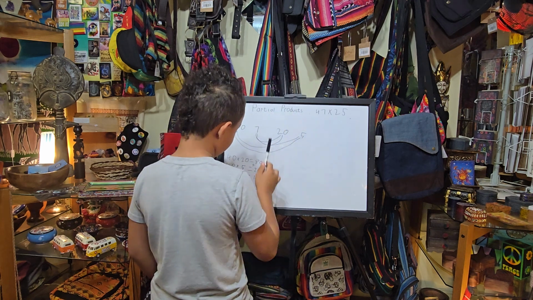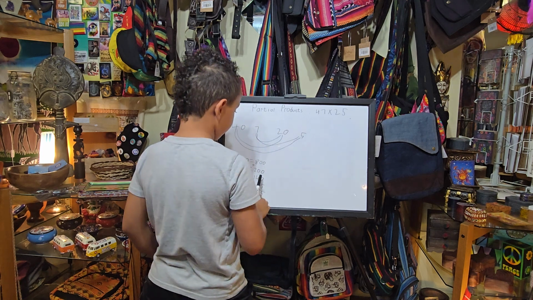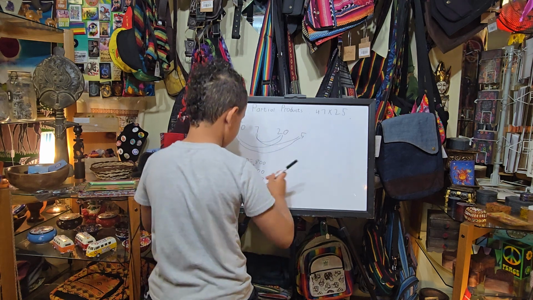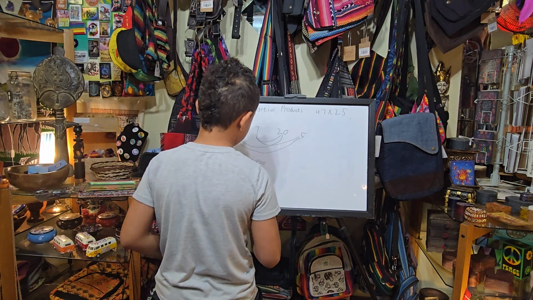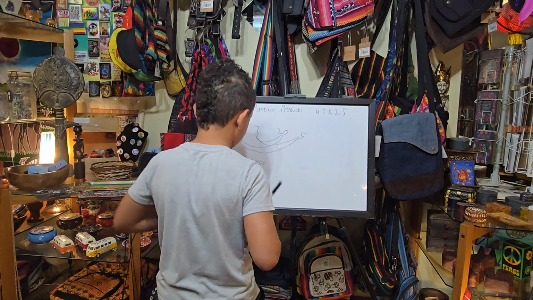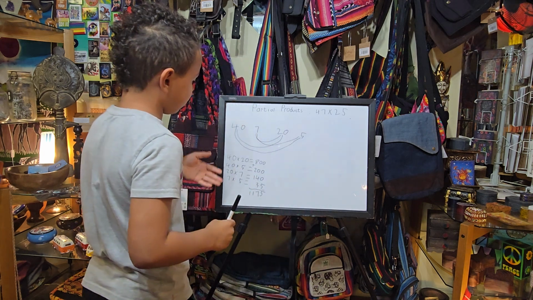So 0 plus 0 plus 0 plus 5 is 5. Then 4 plus 3 is 7. Good. And then 8 plus 2 plus 1. 8 plus 2 is 10, and add 1. That's 11. So right now we have our answer of 1,175.